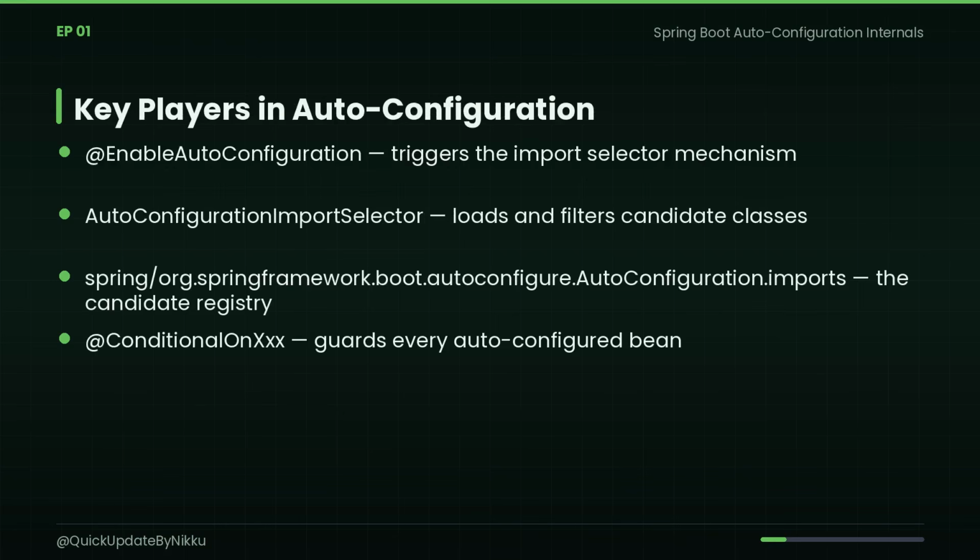4 components do almost all of the work. The @EnableAutoConfiguration annotation, which @SpringBootApplication includes by default, activates AutoConfigurationImportSelector. That selector reads the imports metadata file packaged inside each autoconfigure jar to discover candidate classes. Each candidate is then guarded by one or more @Conditional annotations that decide at runtime whether the beans should actually be registered. Understanding these 4 pieces is the foundation for everything else in this section.